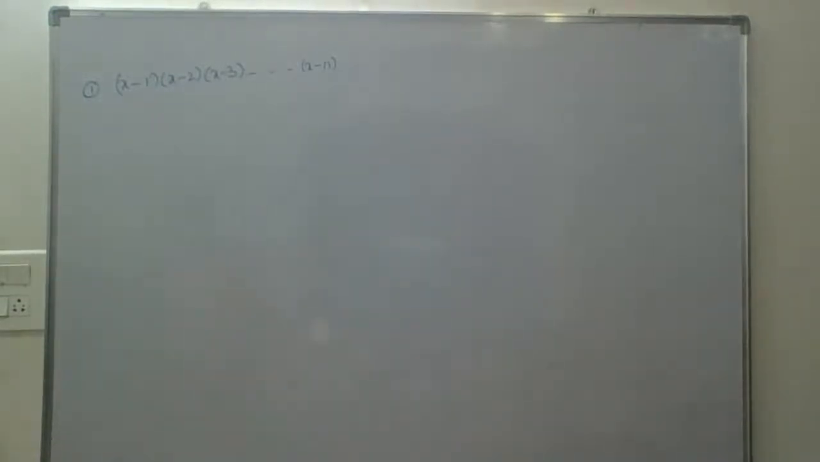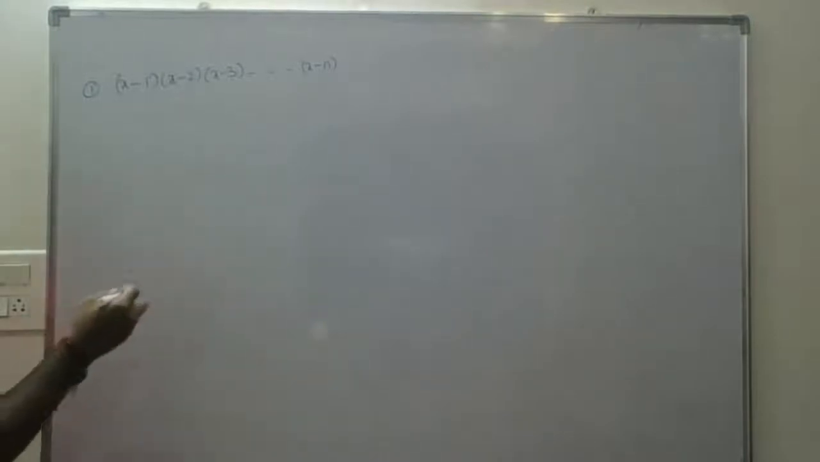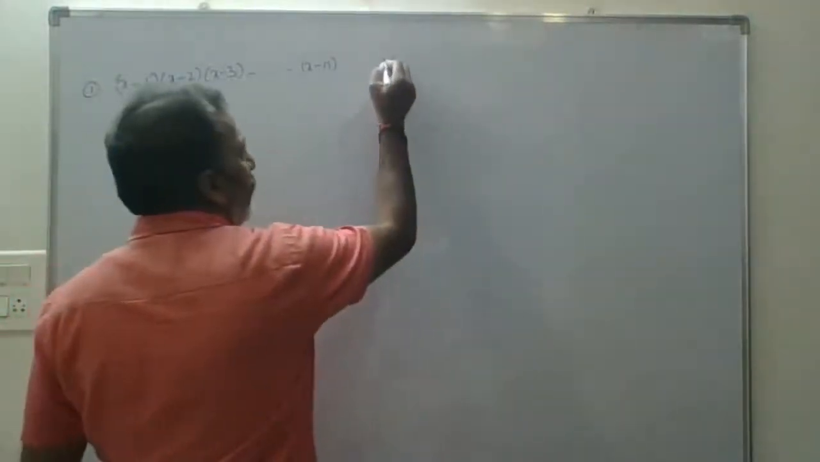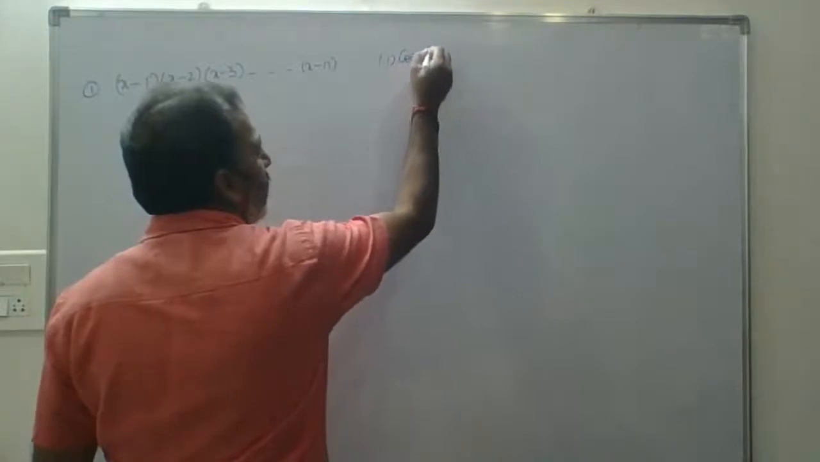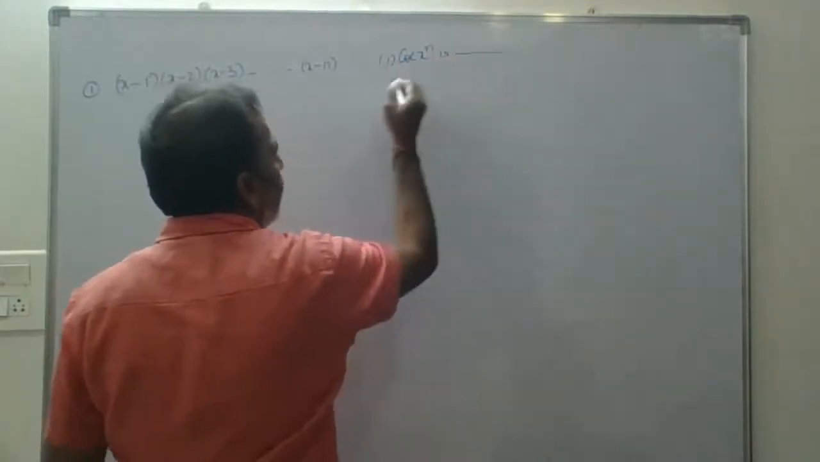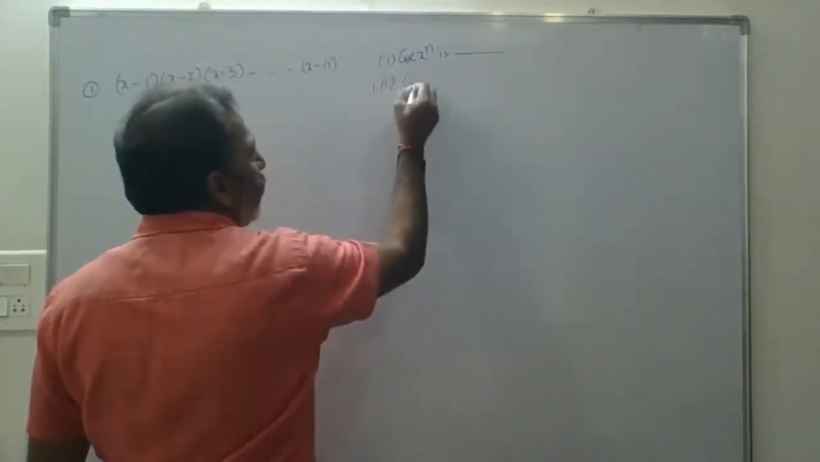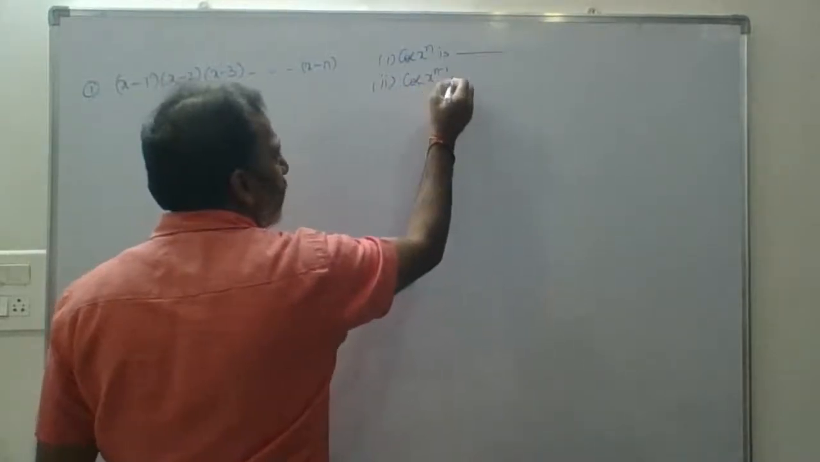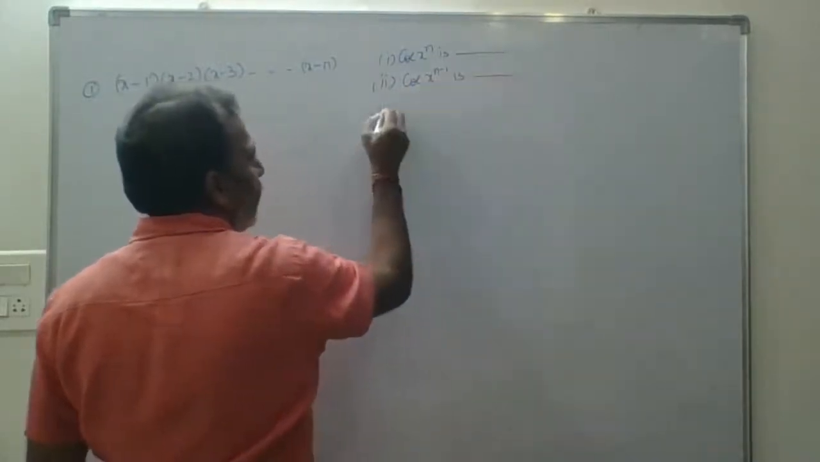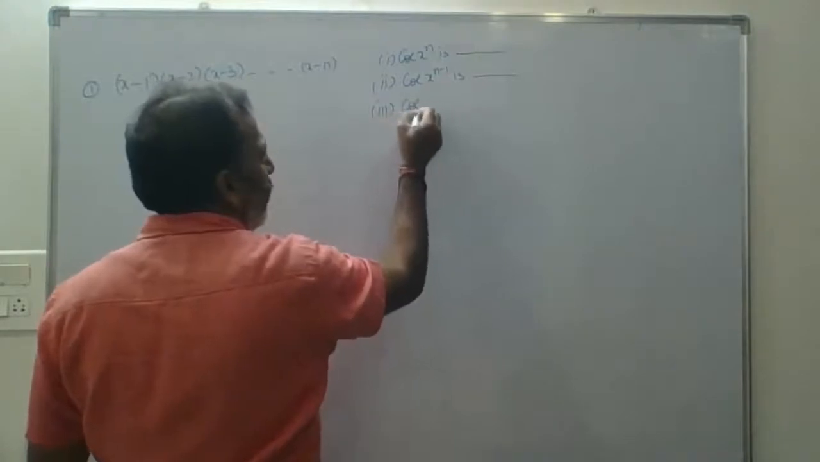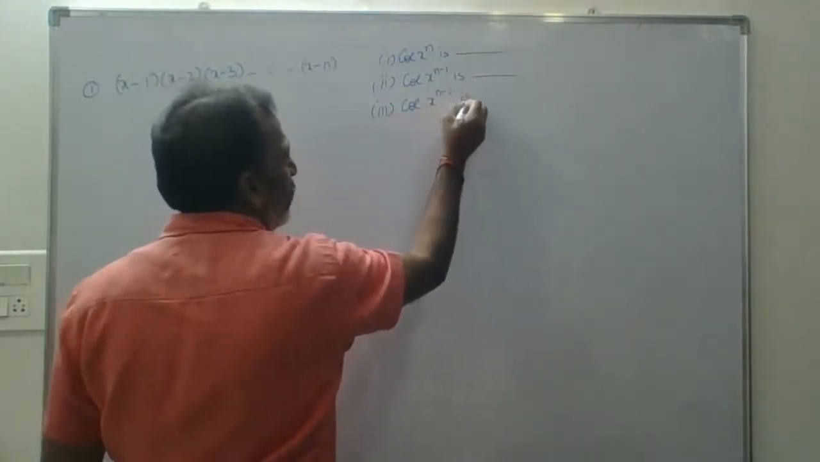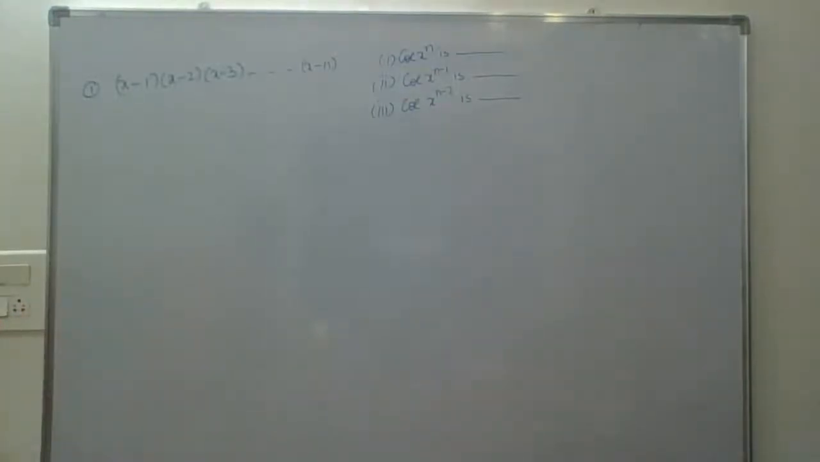In this expansion, first, coefficient of x power n is dash. Second one, coefficient of x power n minus 1 is dash. Third question, coefficient of x power n minus 2 is dash.